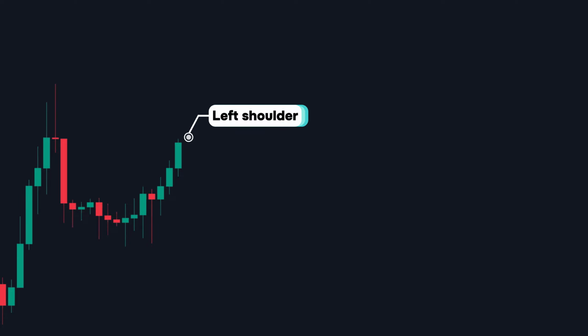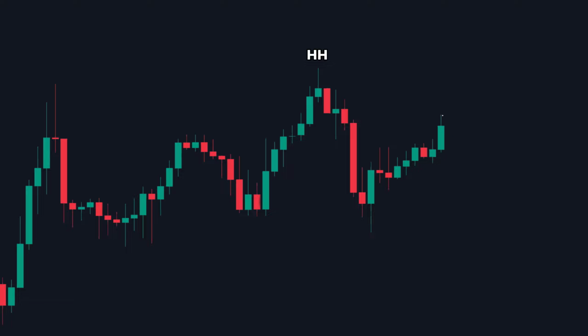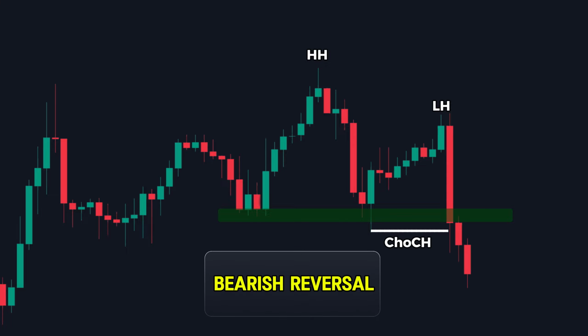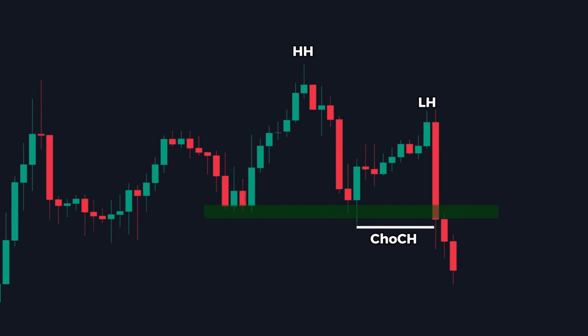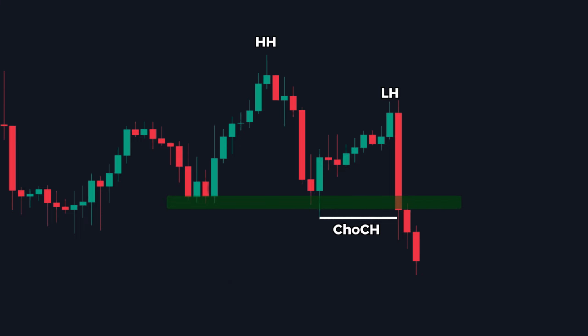Let's take a look at this example. The left shoulder forms after a price rise, followed by a minor pullback. The head is the highest peak, marking a stronger upward move before the price begins to decline. The right shoulder forms as the price attempts to rise again, but fails to reach the height of the head, creating a lower high. The neckline, connecting the lows between the shoulders and the head, is broken as the price moves decisively downward, confirming the pattern and signaling further bearish momentum. This chart illustrates a textbook example of the head and shoulders pattern, signaling a potential bearish reversal.